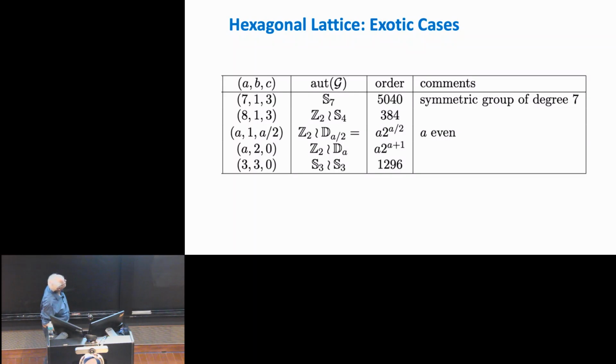And one of them, the symmetry group, is the symmetric group on 7 elements. Z2 wreath S4, which is basically, anyway. Z2 wreath dihedral, that's one of these wreath product-like things where you can flip all sorts of possibilities. There's another similar one. And then 330, it turns out to be the symmetric group of degree 3, wreath the symmetric group of degree 3, of order 1296.